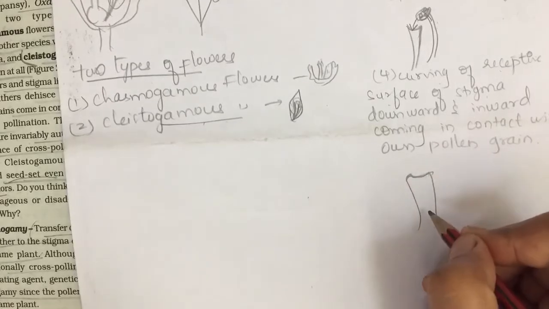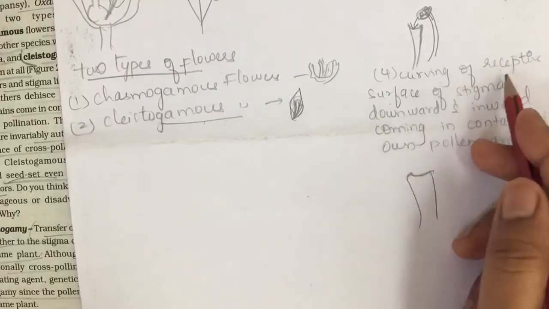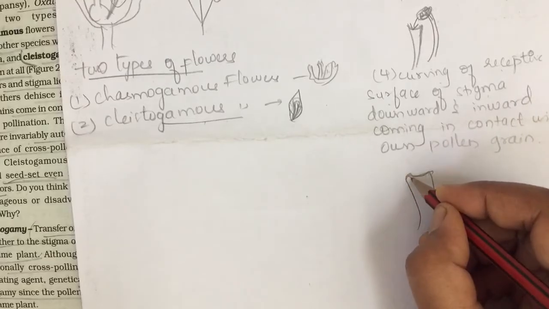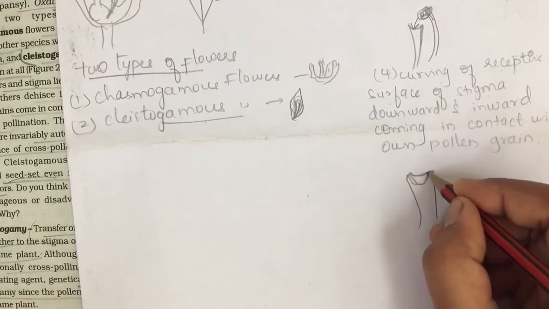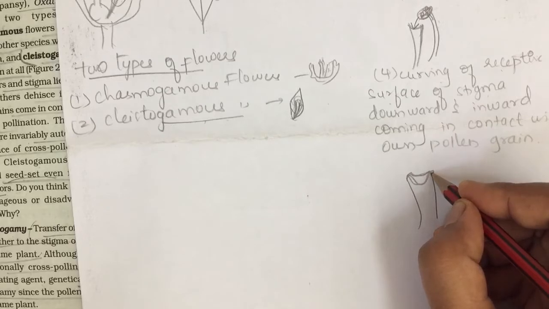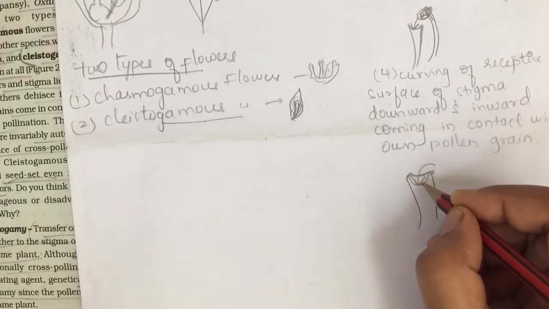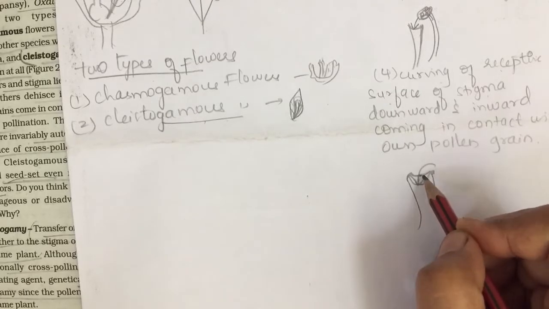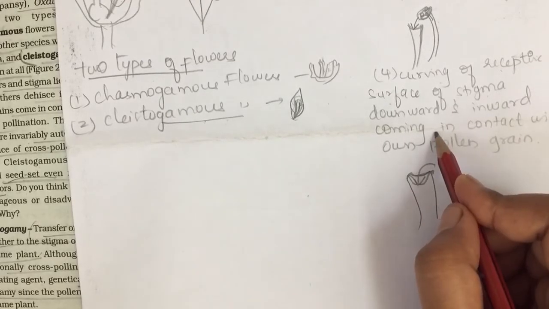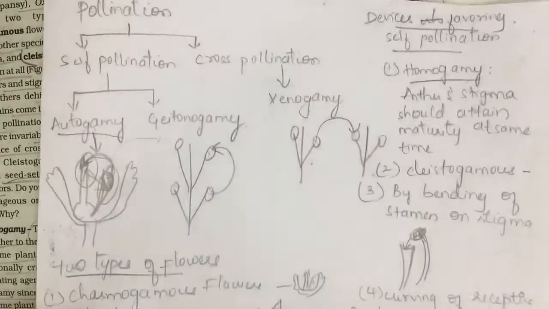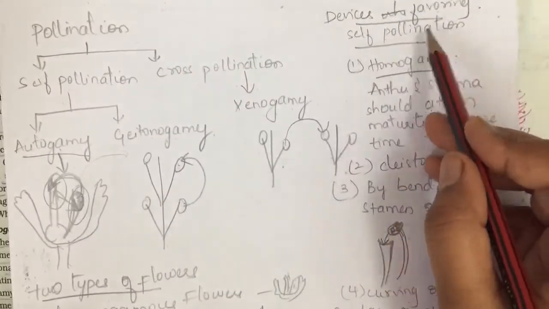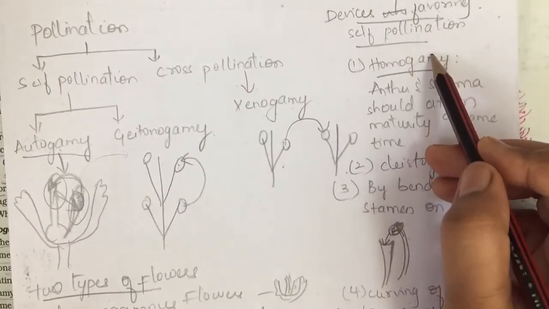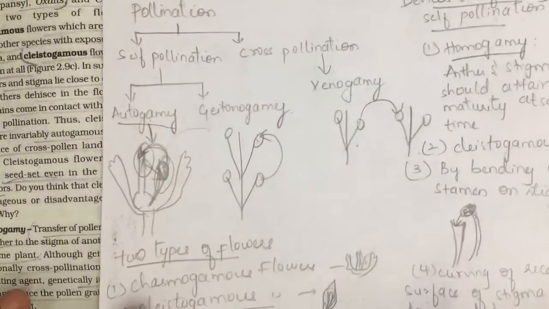Receptive means that will receive. Okay, so curving of receptive surface of stigma, this stigma should get curved. If it is getting curved easily, then what happens? Easily it can trap the pollen grain and pollen grain can get attached to it. So this is another method or device to help for autogamy. Okay, so these are the devices which favor self-pollination or autogamy. So this is the complete information of autogamy.